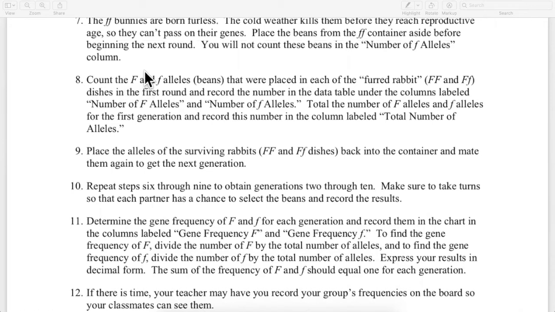Count the surviving big F and the surviving little f alleles that were placed in each of the furred rabbit dishes in the first round and record the numbers in the data table under the columns labeled number of big F alleles and number of little f alleles. Total the number of big F and little f alleles for the first generation, and record this in the column labeled total number of alleles. I already did that for you. You just have to find out how many big F and how many little f you have.